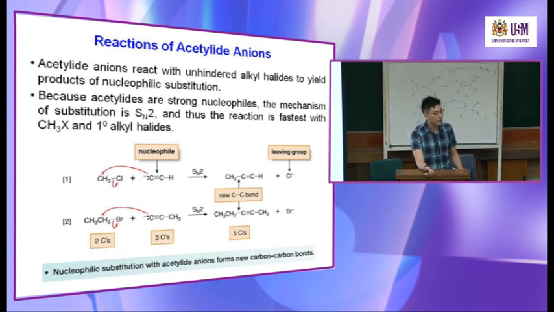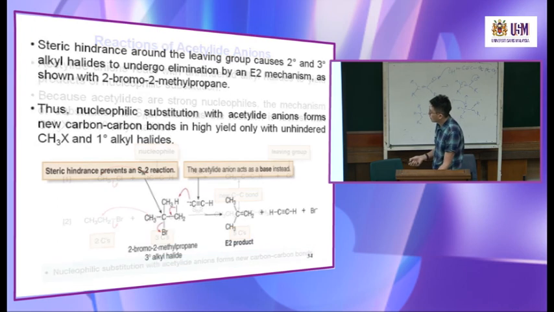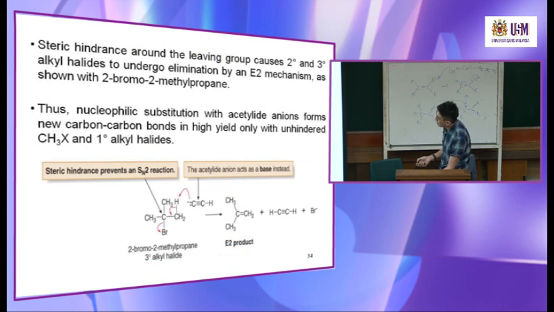As I said, the reaction is only suitable for primary alkyl halide. If you start with secondary or tertiary alkyl halide, the reaction will undergo E2 reaction instead of SN2 reaction. Just like this one. This one is a tertiary alkyl halide. See, this is your bromide here. You have three alkyl groups. Okay, so this is a tertiary alkyl halide.